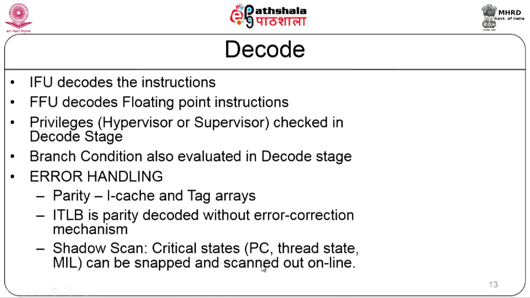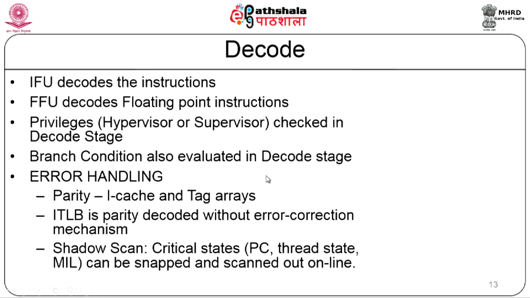Next, you go to the decode stage. The instruction fetch unit decodes the instructions. The FFU decodes the floating point instructions. FFU is your floating point functional unit. Privileges, whether you are operating in the supervisor mode of operation or you are working in the hypervisor mode of operation, if you are looking at virtual mode of operation, are checked in the decode stage itself.